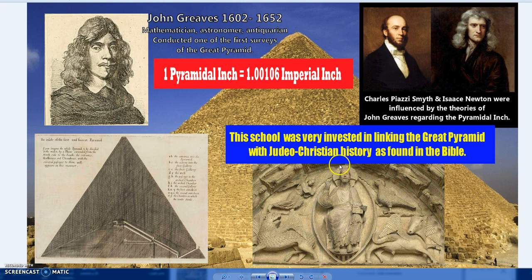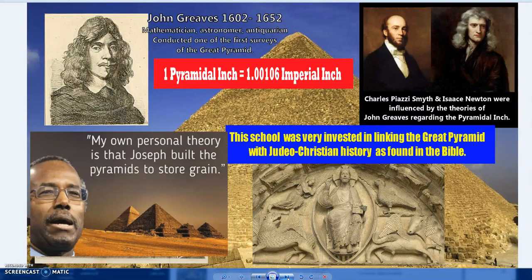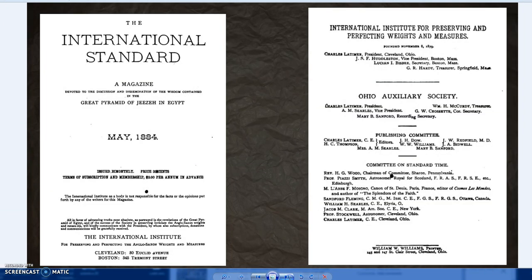So there you see the vesica. If you were to keep drawing that circle, you'd see a vesica piscis, and that's at a 153 to 265, or the square root of 3 ratio. But this concept of trying to link biblical Judeo-Christian history to the pyramids was very, very big at that time. This is what these people were into.